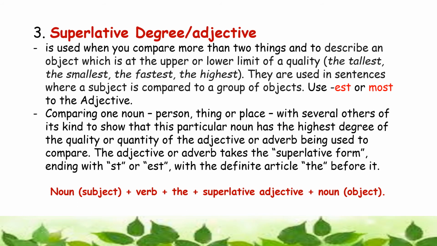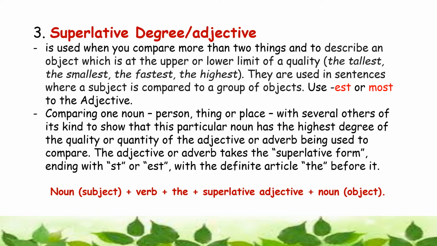Number 3, superlative degree or the superlative adjective. It is used when you compare more than two things and to describe an object which is at the upper or lower limit of a quality. The tallest, the smallest, the fastest, and the highest. They are used in sentences where a subject is compared to a group of objects.